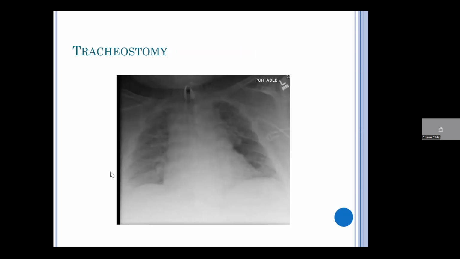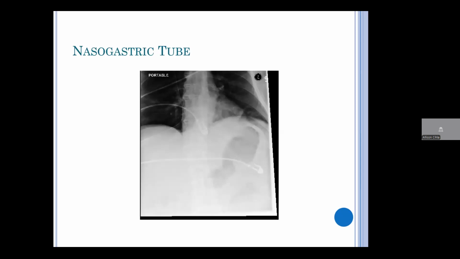This patient has a tracheostomy. That's what this is right here. And it goes down and terminates right about here. The carina is right here, and you can see going into the left lung, the main stem bronchus, and going into the right lung, the right main stem bronchus, that then branches off and goes up into the right upper lobe and down into the right middle and lower. This patient has a nasogastric tube.